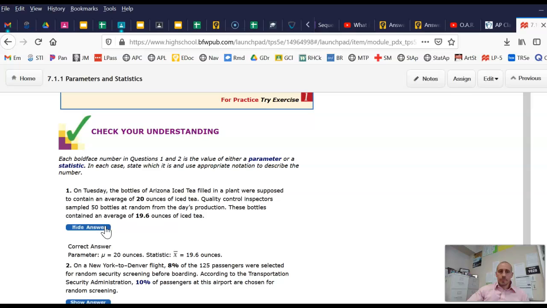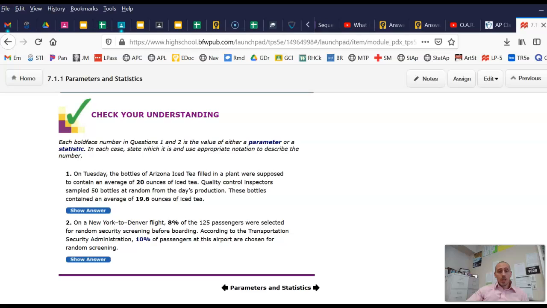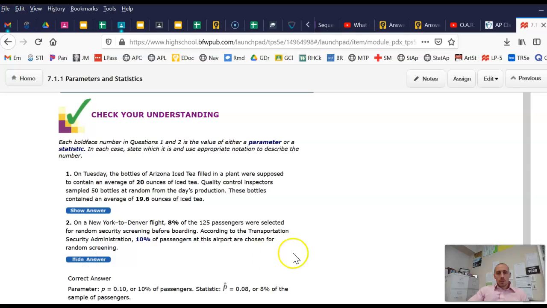There they are. Okay, for number 2, we are talking about 8% of the 125 passengers were selected. Well, that's a sample. So that is a sample statistic. Now we're talking about a proportion. So we call that the sample proportion, or p-hat, is 0.08. And this 10% is all passengers. So this would be the population proportion, which we call p. So this is the population parameter, p, and the sample statistic, p-hat. All right, moving along.